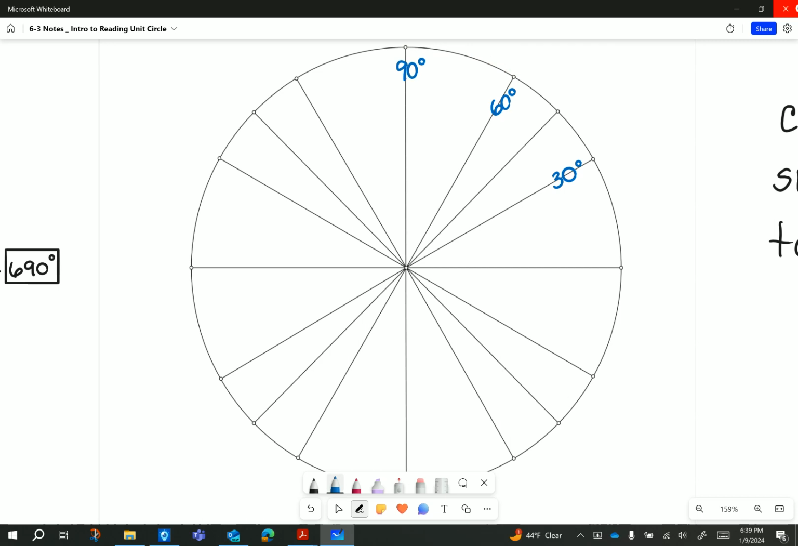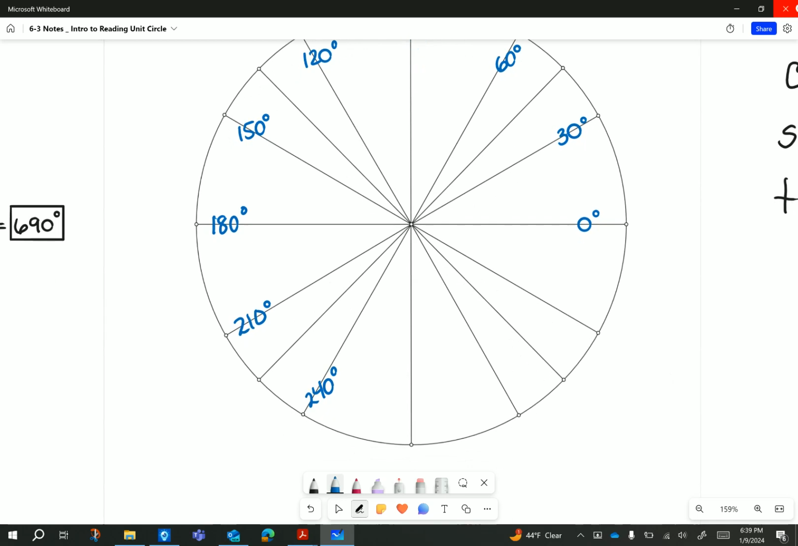And by the way, I should have written here 0. We started at 0. Okay? And so keep that equal spacing, and I want you to work your way around. Okay? So you are consistently adding by 30 degrees. Okay, so plus 30, and you're making your way around.